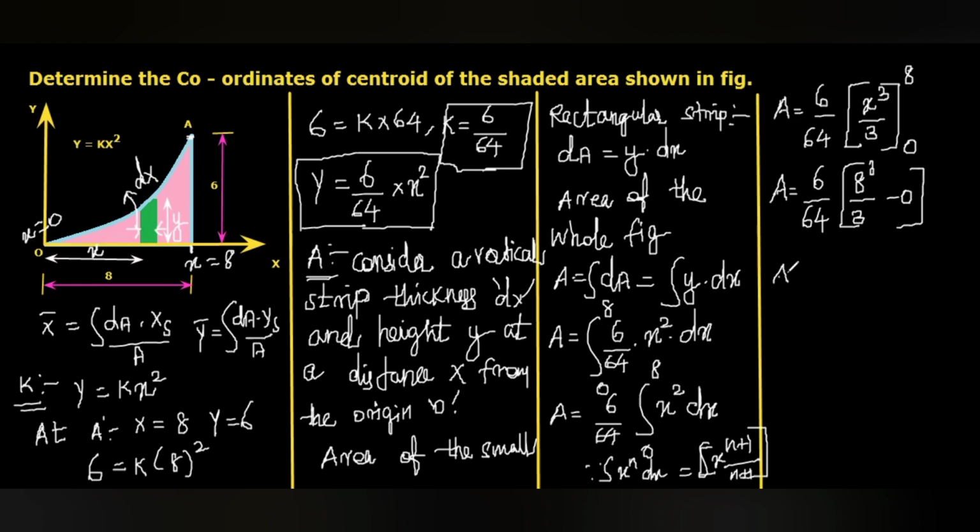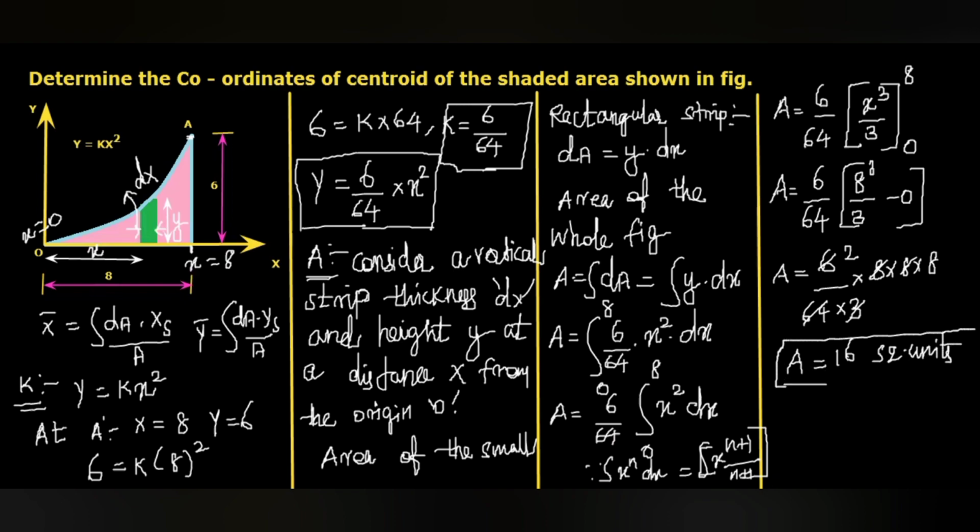Okay, just to simplify the equation, 6 divided by 64 multiplied with this 3, this 8 cube, I just write 8, 8, 8. Okay, this 8 into 8, 64, that we can cancel. Then 48 by 3, or otherwise we can simplify, 2 into 8, then we will get 16 square units. It is area, so it is unit square or square units. Do you understand? So now we got the value of the total area of the whole figure.